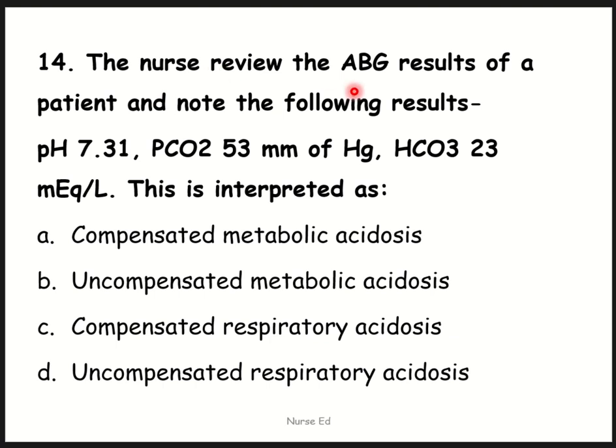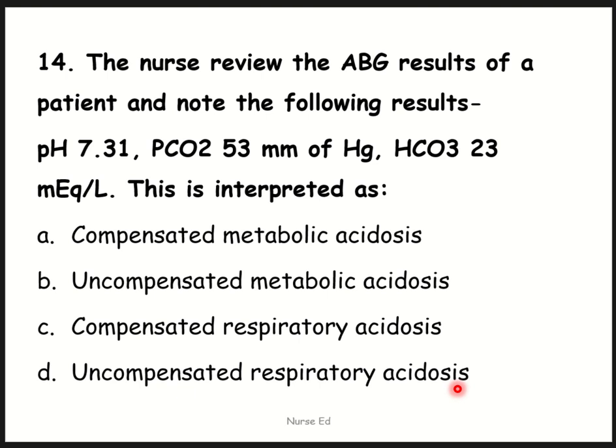The nurse reviews the ABG results of a patient and notes the following results: pH 7.31, PCO2 53 mm of mercury, bicarbonate 23 milliequivalents per liter. This is interpreted as? So check the ABG values properly. Compensated metabolic acidosis, uncompensated metabolic acidosis, compensated respiratory acidosis, uncompensated respiratory acidosis. What could be the answer?